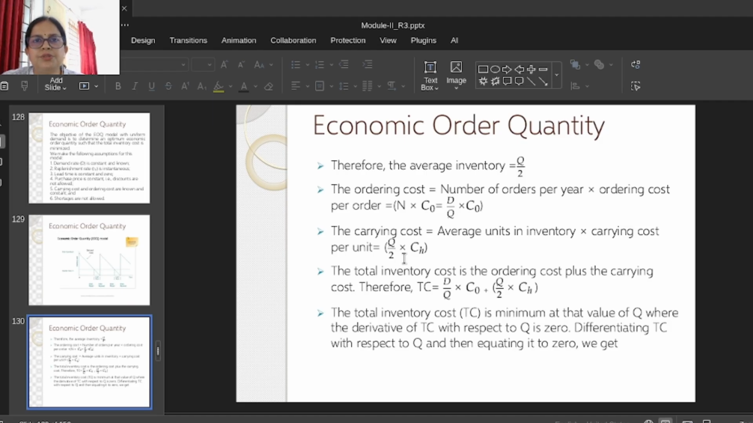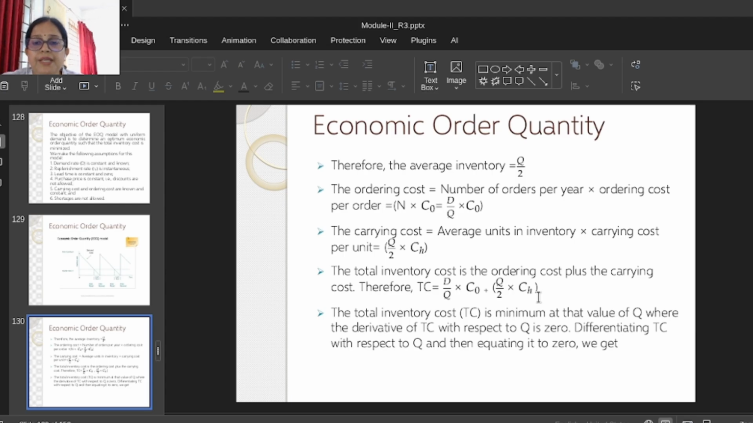Like that, what is the average inventory? Average inventory equals Q by 2. So what is our inventory cost? If we are keeping one single unit, the inventory cost is CH and the average inventory is Q by 2. So Q by 2 into CH is the inventory cost. When we add these two costs, we get the total cost. Total cost equals D by Q into CO plus Q by 2 into CH.